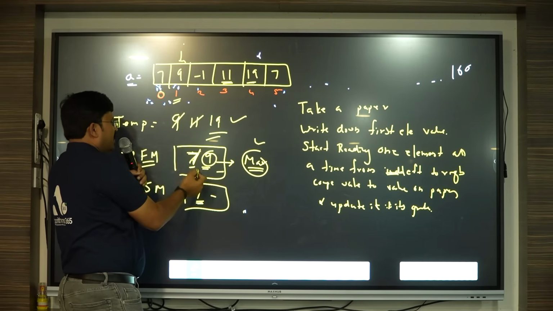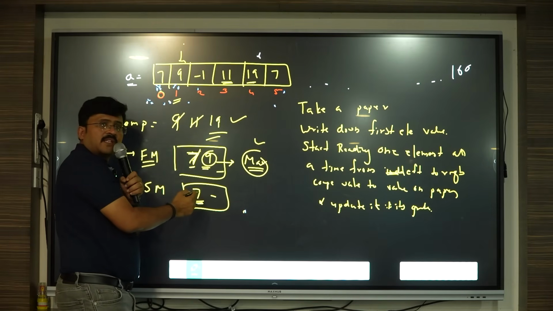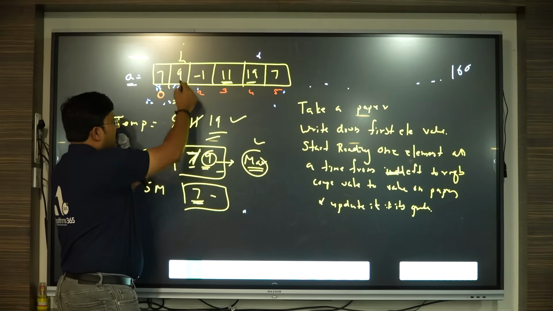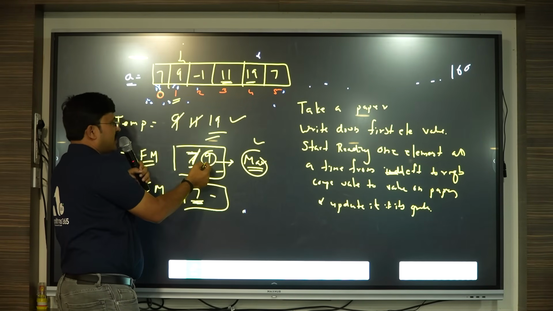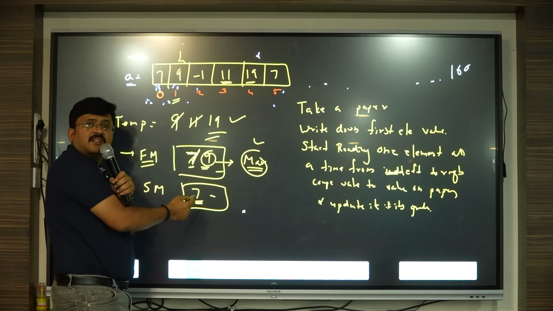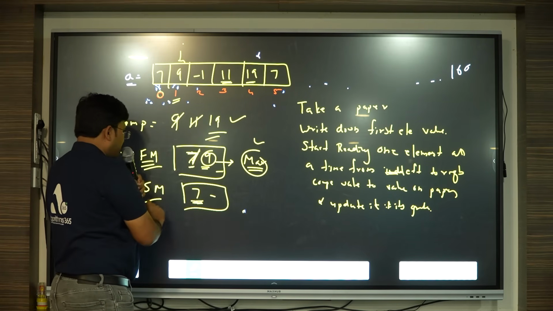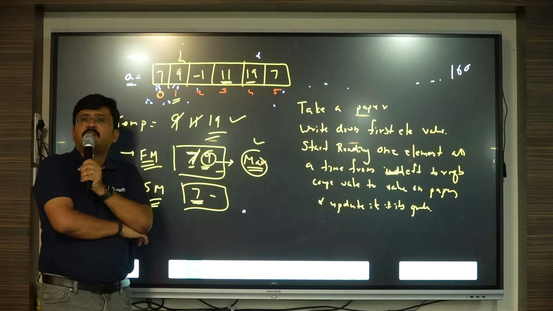Then is 7 greater than 7? The answer is no. 7 is equal, so you will not update this. You came to minus 1. Is minus 1 greater than 9? No. Is minus 1 greater than 7? No. So earlier you were only comparing with 1. Now you have to compare it with both the variables. That is the only difference.